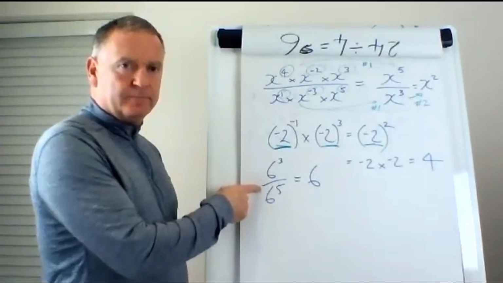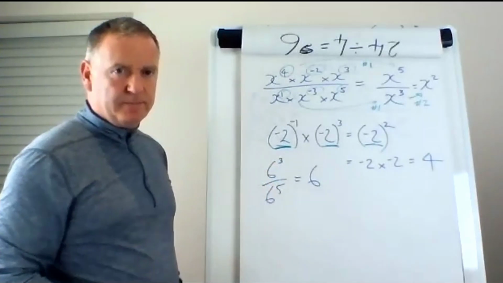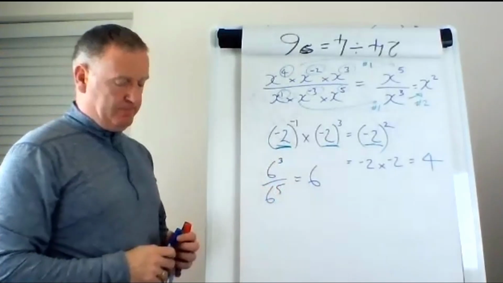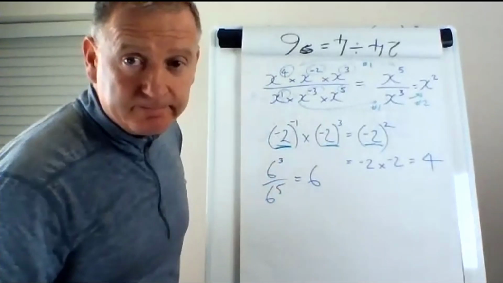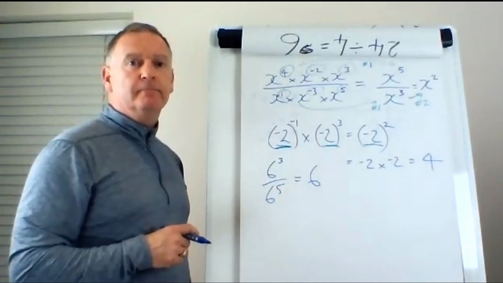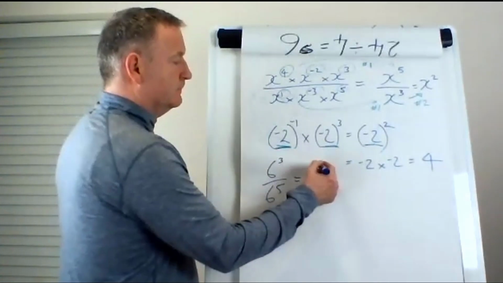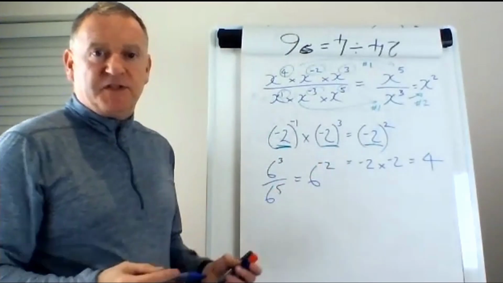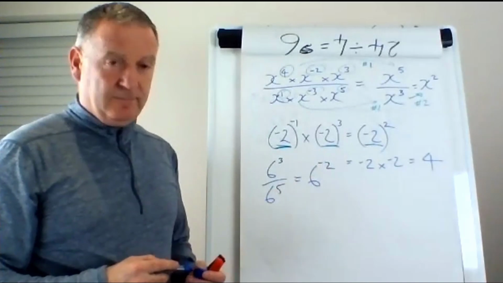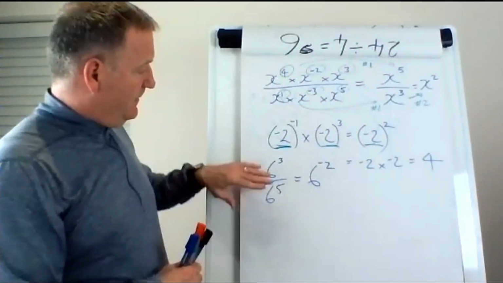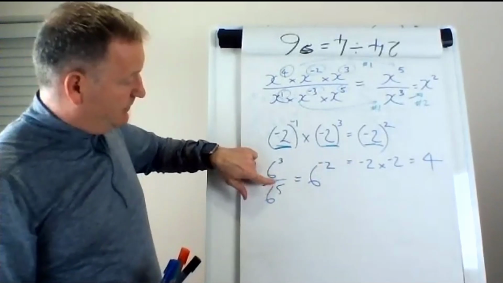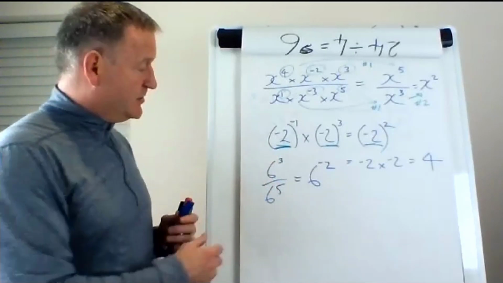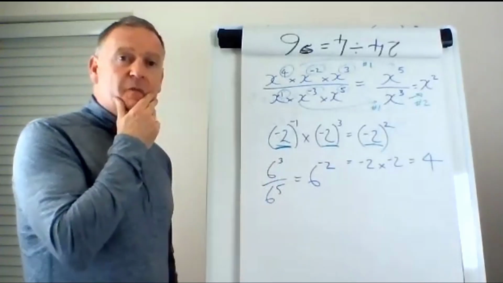You're dividing. What do you do with the powers? Subtract. Okay, 3 take away 5. Try again. 3 take away 5 is negative 2. Ta-da. It's the same base number, isn't it? You're dividing, aren't you? You subtract the powers. So that's rule number 2. Okay, show me another one.